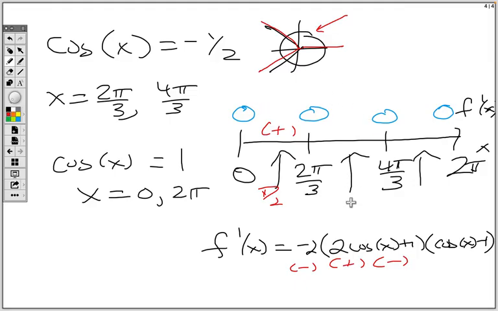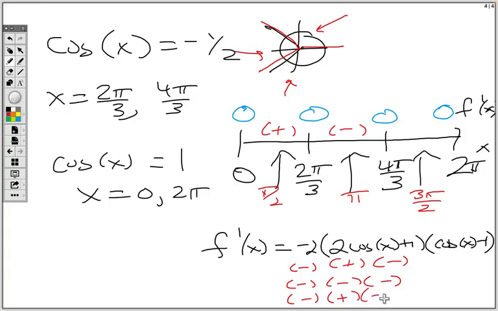Between 2 pi over 3 and 4 pi over 3, we could try pi right in there. We'd have a negative there. We'd have a cosine of pi is negative 1. So we'd have a negative 2 plus 1 is a negative. And then we'd have a negative 1 minus 1 that's also a negative. So a negative times a negative times a negative is a negative. And then we could pick like a 3 pi over 2 in here. And we would get a negative times a positive times a negative, which is a positive. And so there it is. So these are the signs, the plus or minus signs of the derivative.